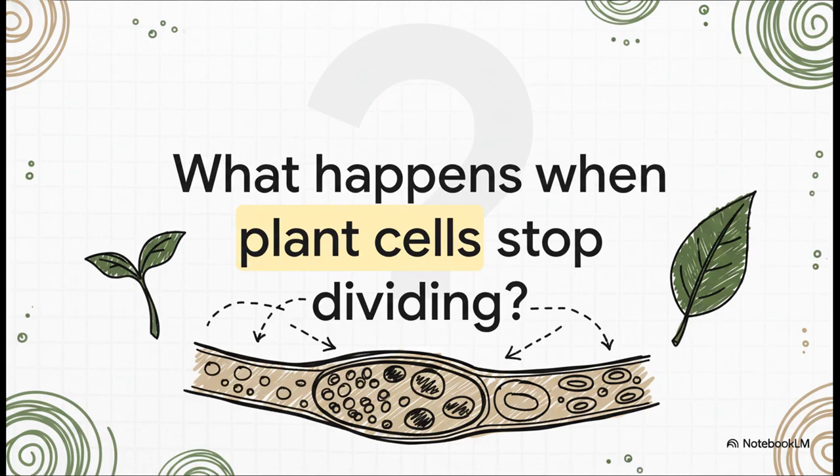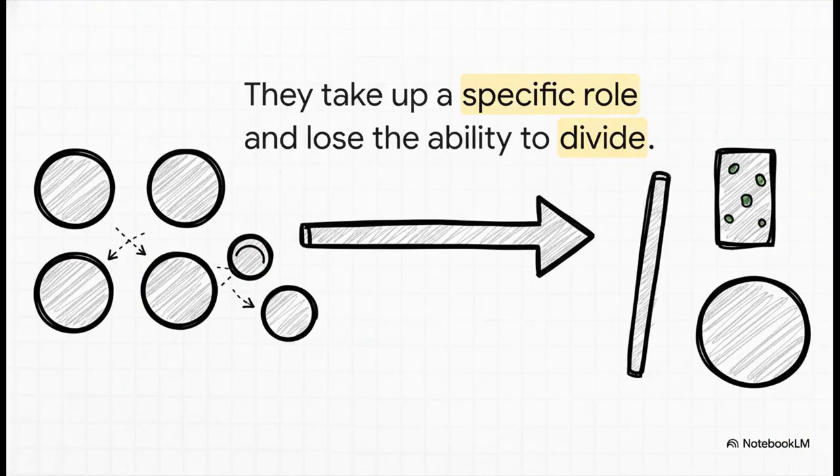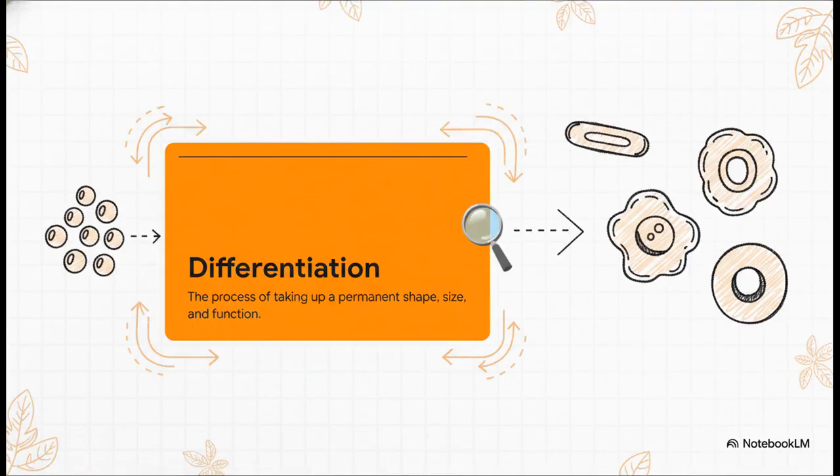We have learned that meristematic tissues are always dividing, and this is how a plant grows. But have you ever thought about what happens to these cells once they mature and stop dividing? Well, once these cells mature, they take up a specific or a special role in the plant's body. And once they do that, they lose their ability to divide further. This entire process of a cell maturing, taking up a permanent shape, a permanent size, and a specific function is called differentiation. And this is exactly how permanent tissues are formed in a plant.